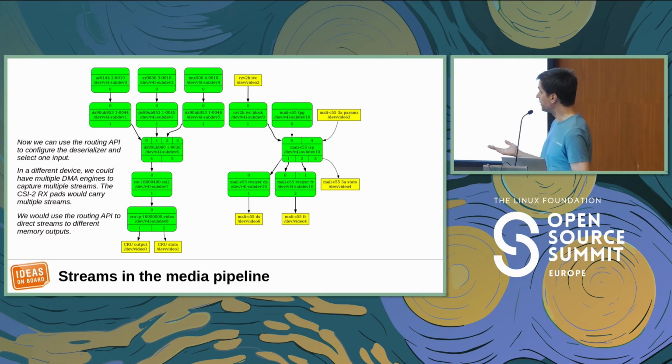In a different device, not this one, we could have a DMA engine at the very bottom that has lots more DMA engines, being able to capture images from multiple cameras at the same time that are all carried over the same CSI2 link. And in that case, the subdev that we see at the bottom there, subdev 8, would also implement the routing API to tell which stream goes to what video device.